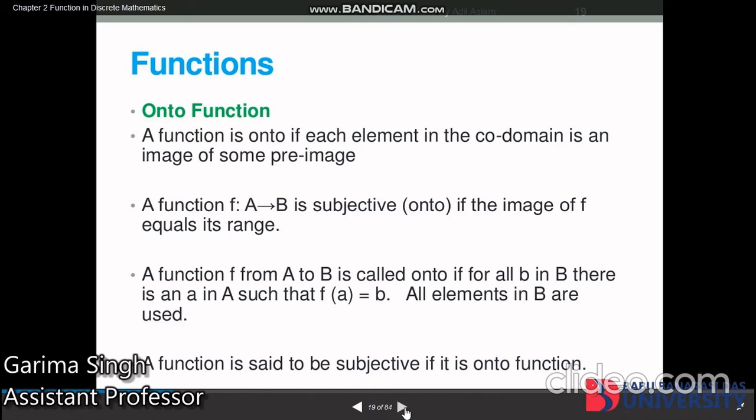Now onto function. A function is onto if each element in the codomain is the image of some pre-image. A function f from A to B is surjective, or onto, if the image of f equals its codomain. A function f from A to B is called onto if for all b in B there is an a in A such that f(a) is equal to b. All elements in B are used. A function is said to be surjective if it is an onto function.